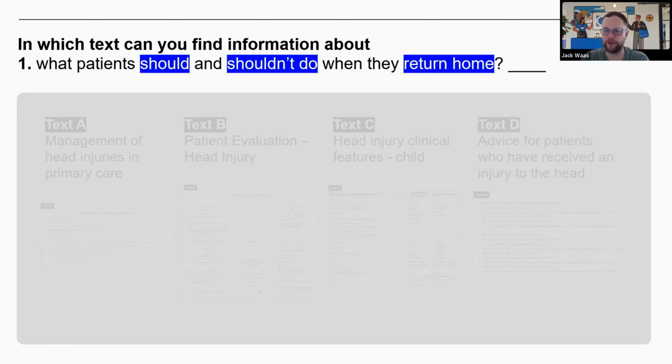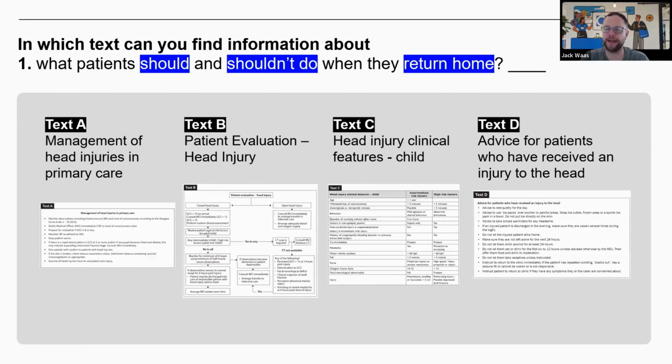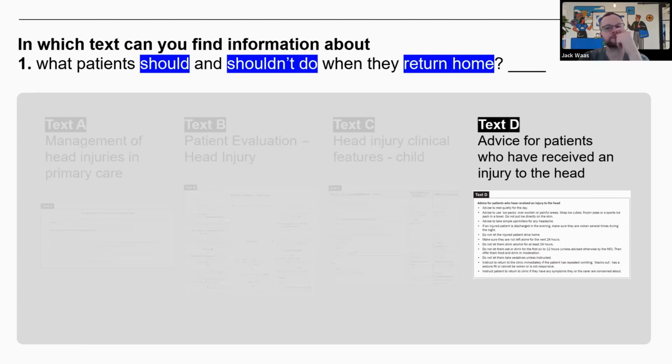Okay, so which text do you think has that information? And remember the skimming that we already did. So which text would you look at to find this information for question number 1? A, B, C, or D? All right, I see a couple people saying letter D. So let's go ahead and see what we have next.